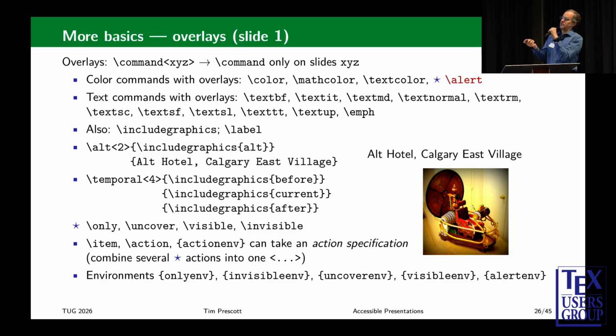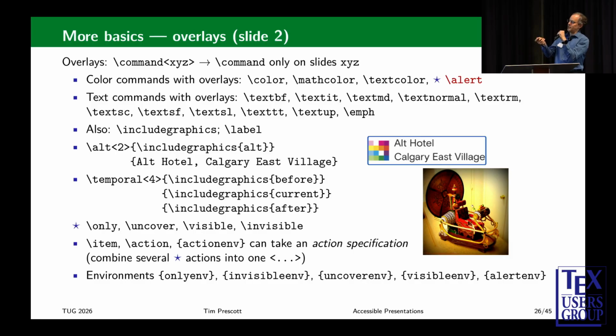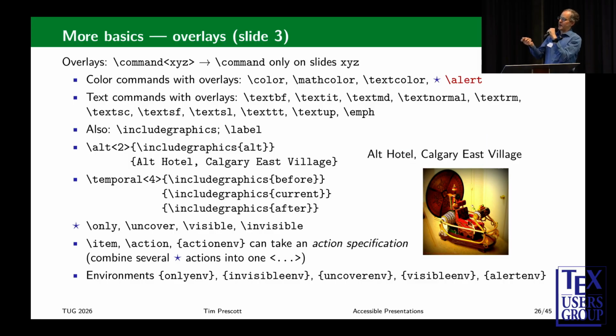A different overlay command is the alt command, and alt says, okay, if we are on this slide 2, we will do this action, otherwise we will do this. So because we're on slide 1, not slide 2, we get the secondary action. When we go to slide 2, we do the first action, so the include graphics, and we pick up the image. And then when we leave slide 2, we go back to the not slide 2.